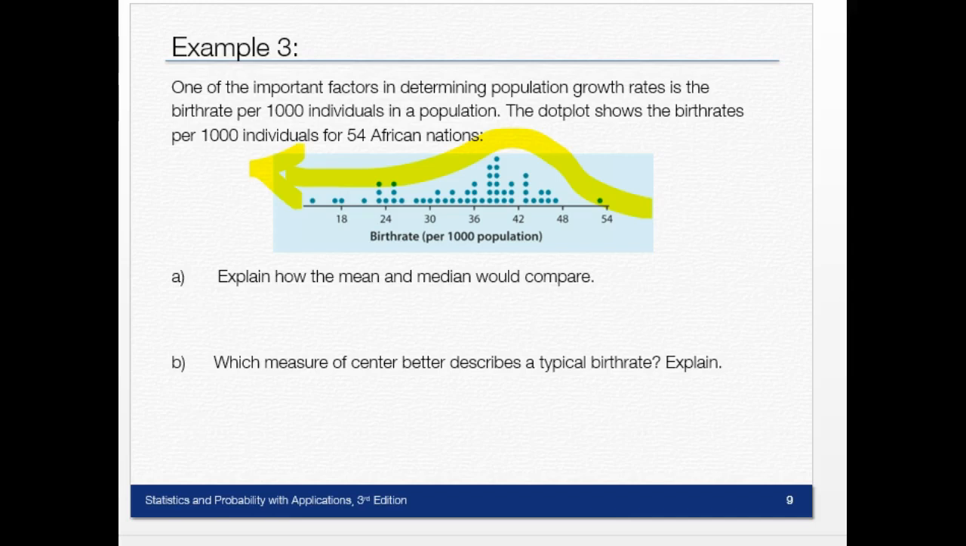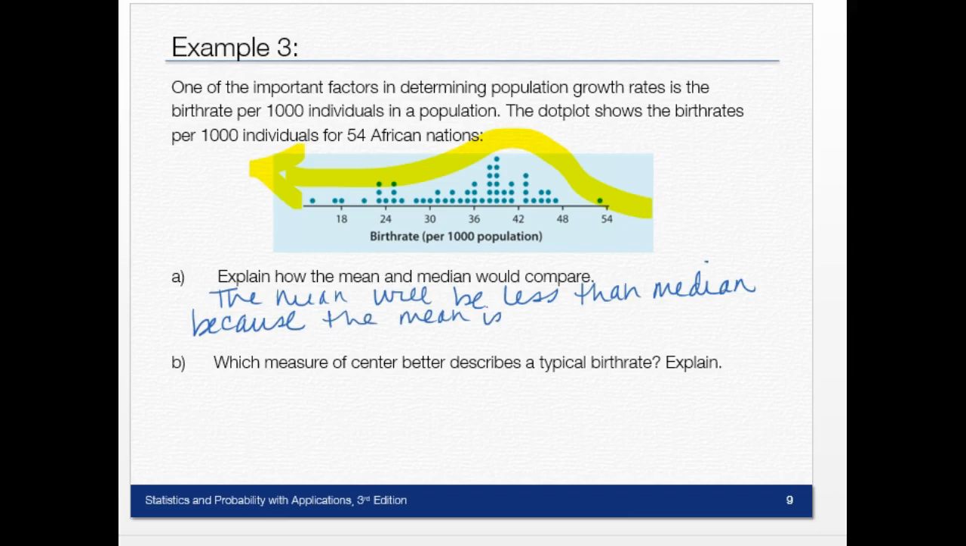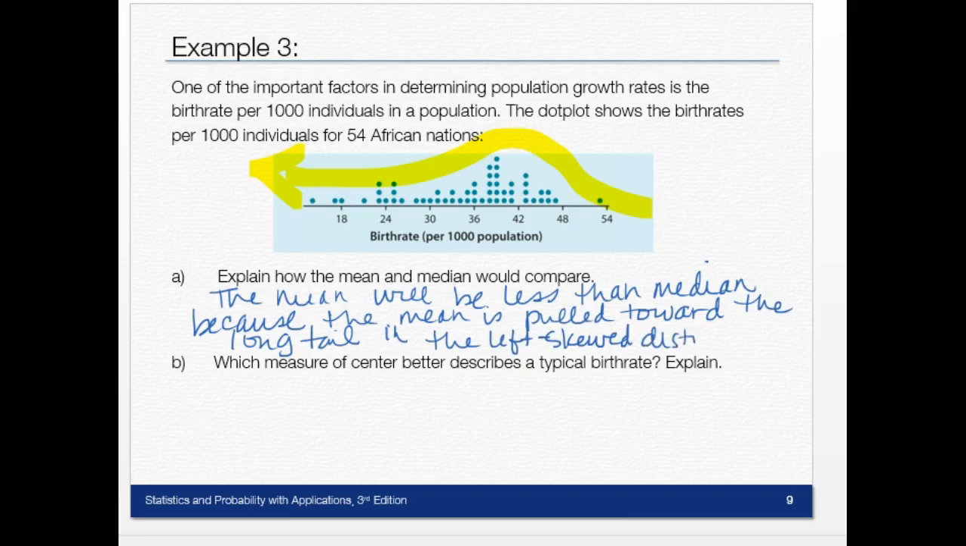Okay? So we would say the mean would be less than the median because the mean pulls toward the long tail, the left of the distribution. All right, that's why. The mean is going to be less than the median.